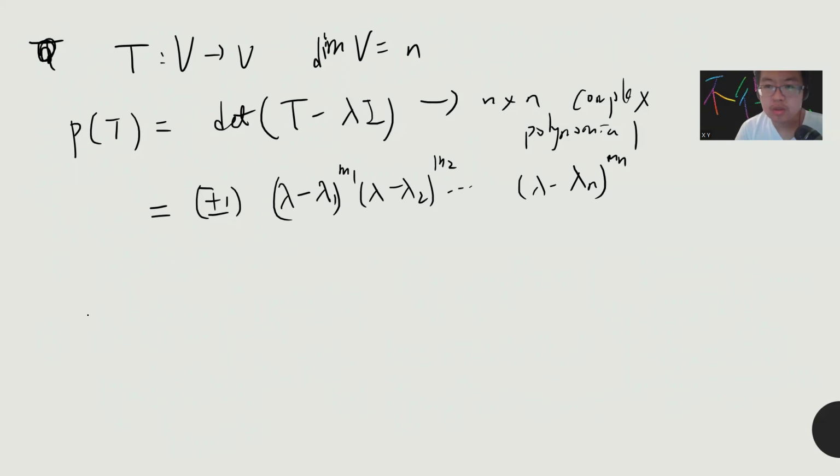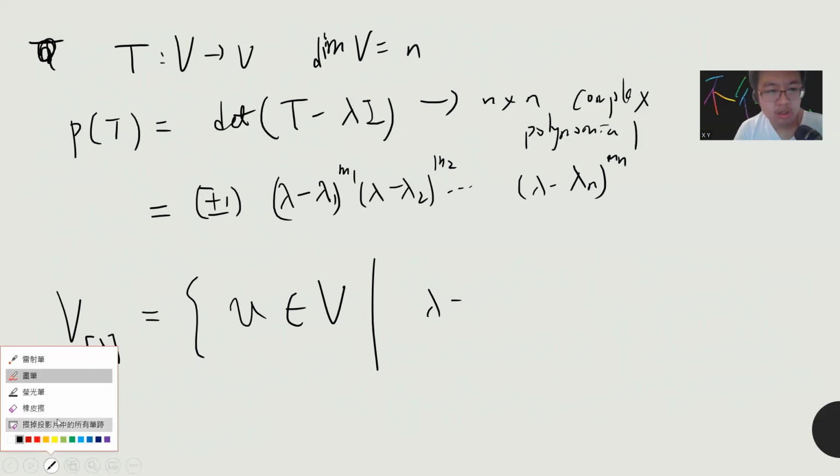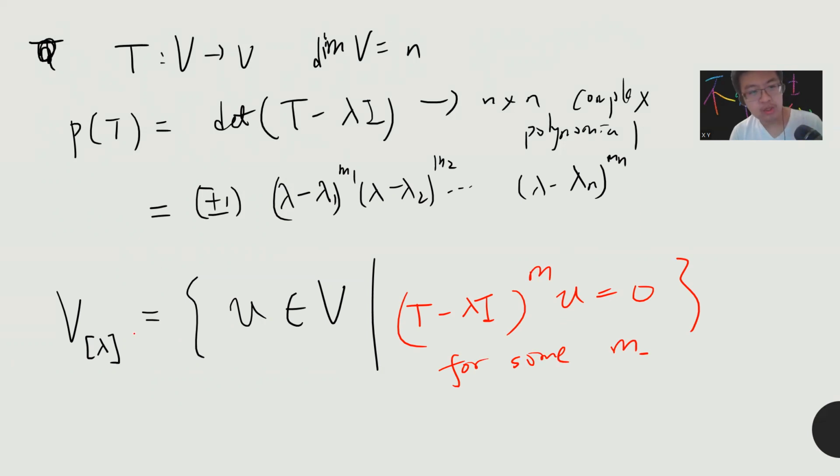Now you can define a so-called generalized eigenspace. Let me define V bracket lambda to be the set of v belonging to V such that (T minus lambda I) to the power m applied to v is 0 for some m. This is called a generalized eigenspace.